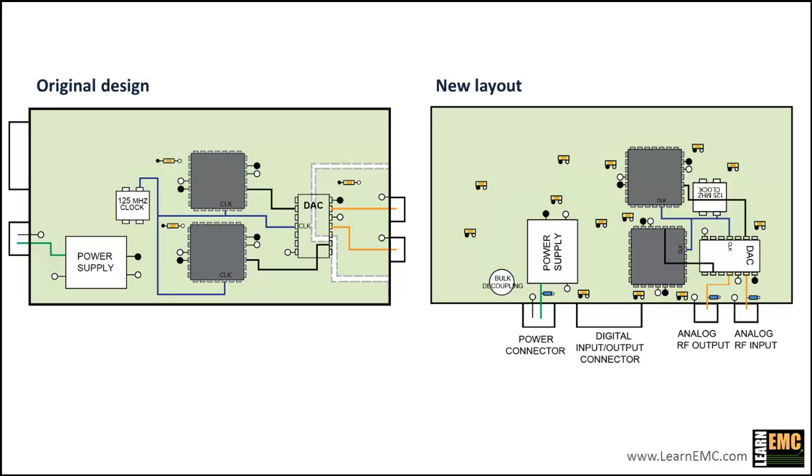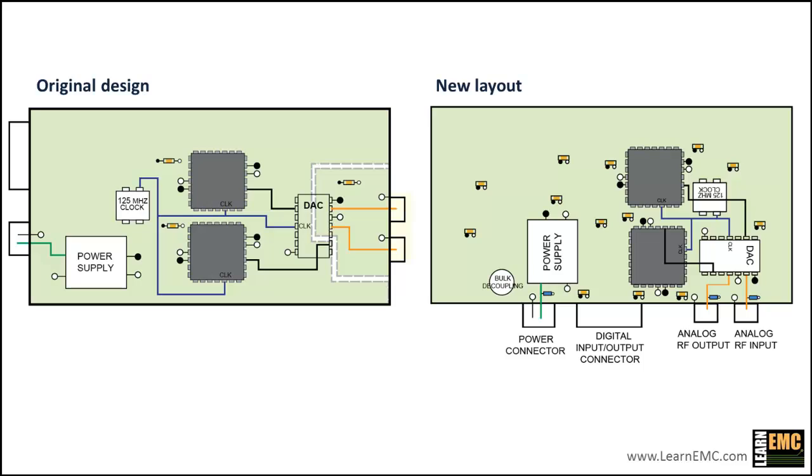Here's the original design on the left and the new layout on the right. Notice that some of the components have been rotated relative to their original orientation. We did this to help keep traces short. We improved the power integrity of the board by adding additional well-connected global decoupling capacitors. We moved the external connectors to one side of the board.